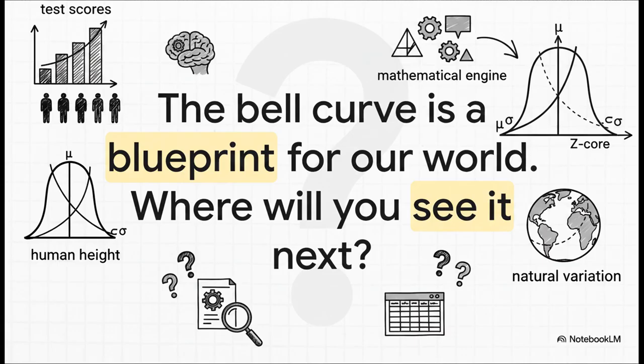So, our journey today has taken us from seeing a hidden pattern that's all around us to digging into the math that actually drives it, to learning the universal language of the z-score that unlocks its power. The normal distribution isn't just some abstract curve on a graph in a textbook. It's a fundamental blueprint for how so much of our world works. And now that you know how to read that blueprint, the only question left is, where are you going to see it next?